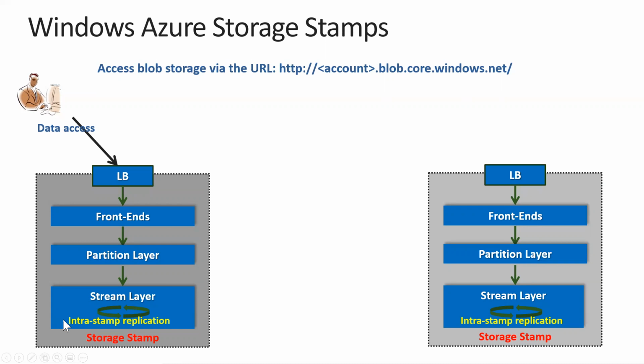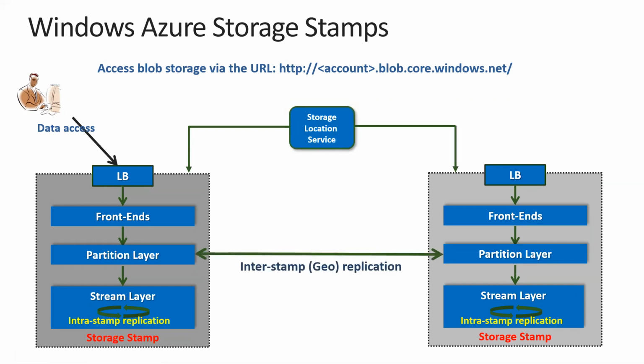So the stream layer provides the replication within a stamp. Within a stamp, it will make 3 copies of the data, and this will be within a data center. But the partition layer provides geo replication, that is, replicating the data across geos. We will see how it does that, but basically it sends these commit logs to another partition layer, which will replay those commit logs and then create a replica of the data in another geo.